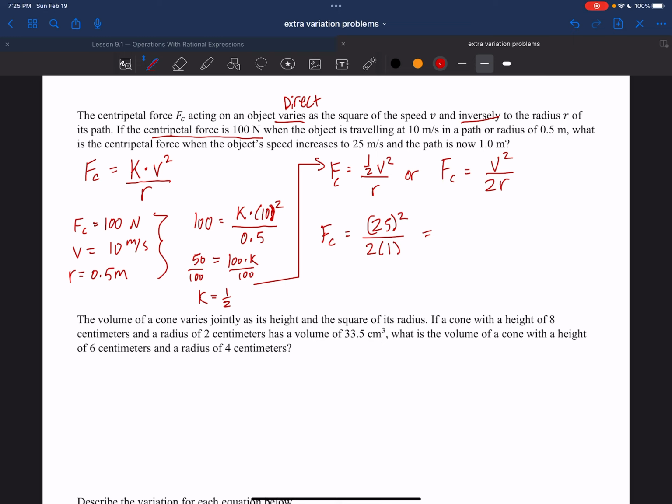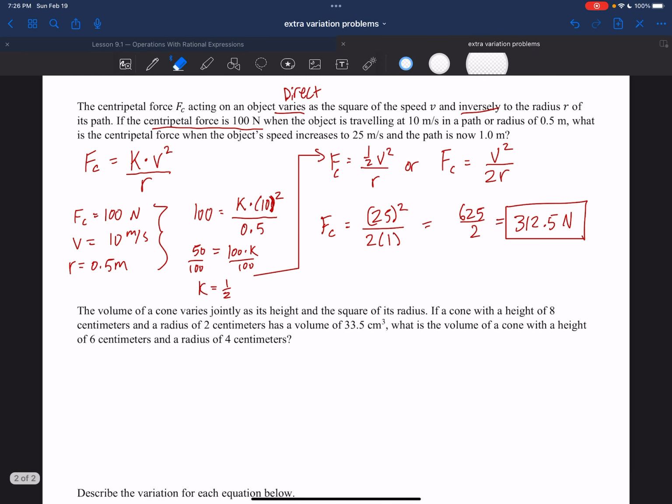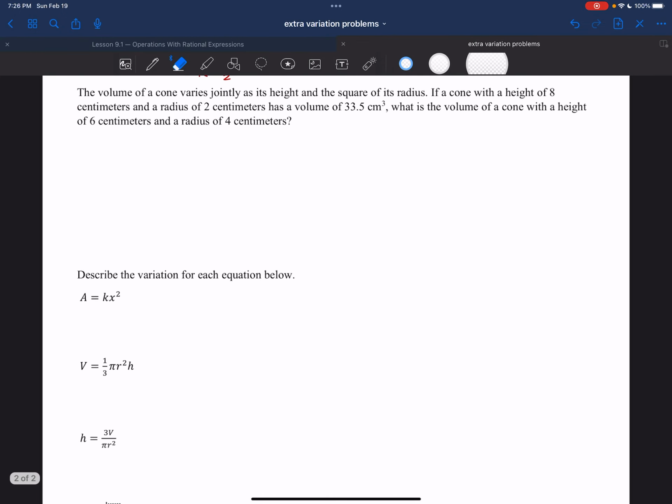So 25 squared, I don't recall what that is off the top of my head. It's 625. I thought so. 625 over 2. So this is over 2. So this is 312.5 newtons is my centripetal force. Okay? Yeah. I think I did that right. Don't think I made any errors there. All right. Just making sure.